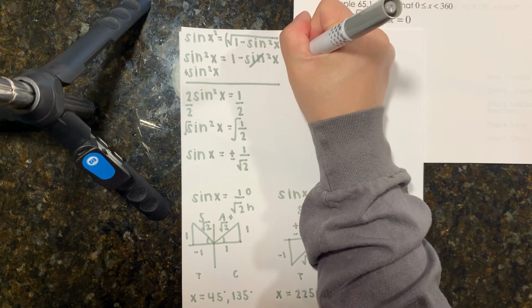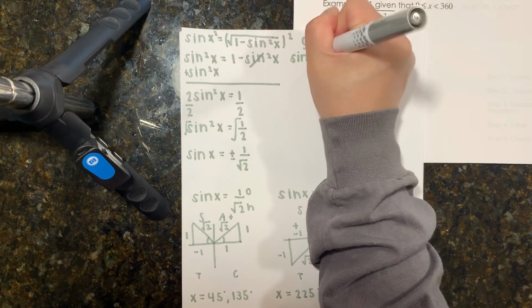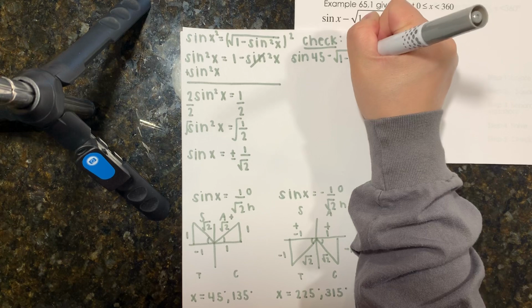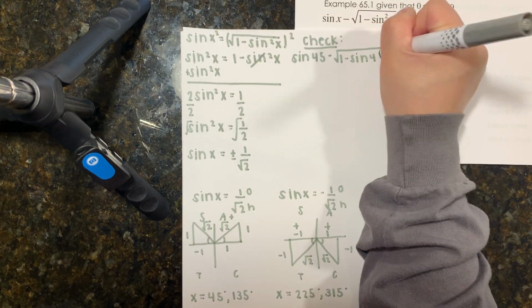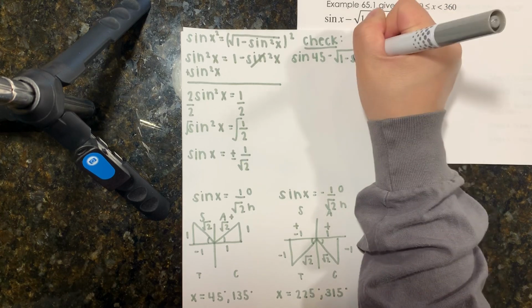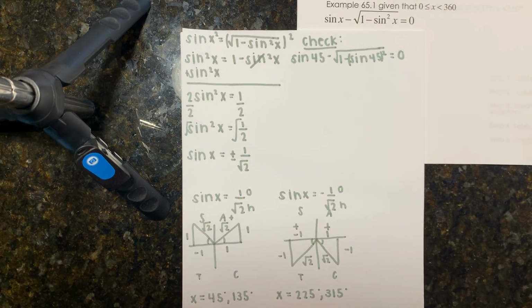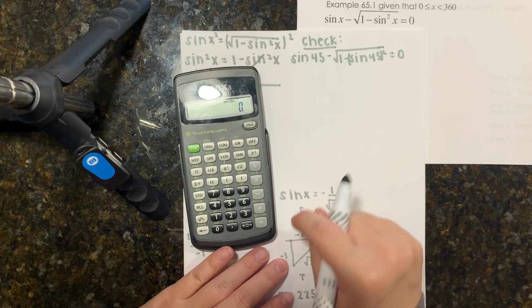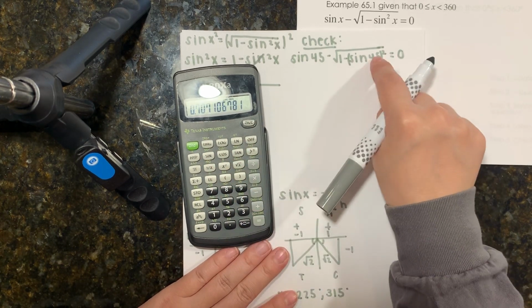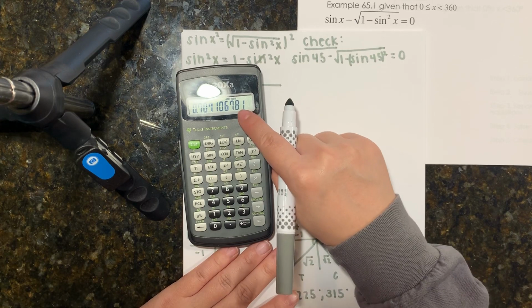So I'm going to start by plugging in 45. So sine of 45 minus the square root of 1 minus sine of 45 squared equals 0. I'm going to show you how I'm going to do this in my calculator. So the sine of 45, I'm actually going to start in the parentheses, is 0.707.